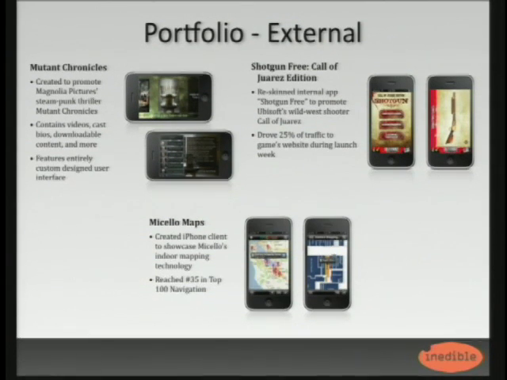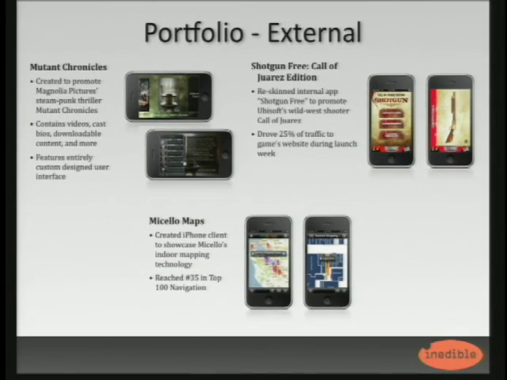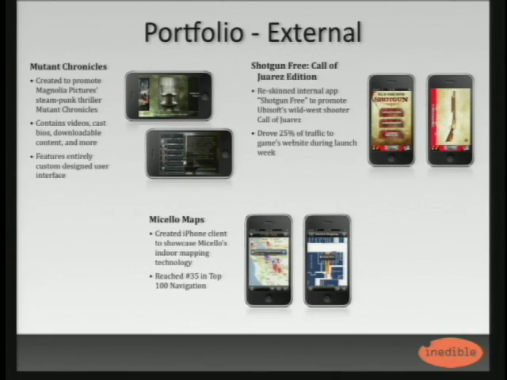Other things we did for external clients: Mutant Chronicles was a movie that came out with Magnolia Pictures. This app actually never saw the light of day because it was stuck in the app approval process for too long, and the movie came in and out of theaters before we were able to launch it. The good news for all of you is that the approval process is much, much more painless now.